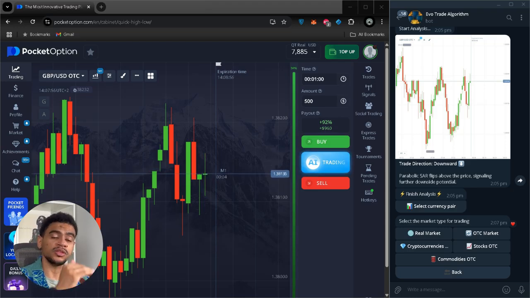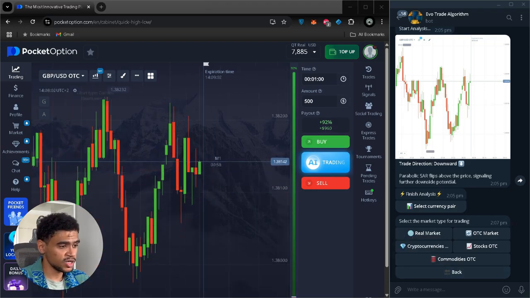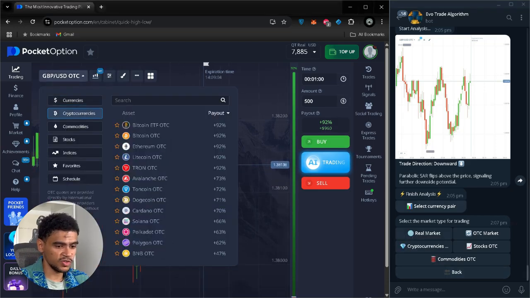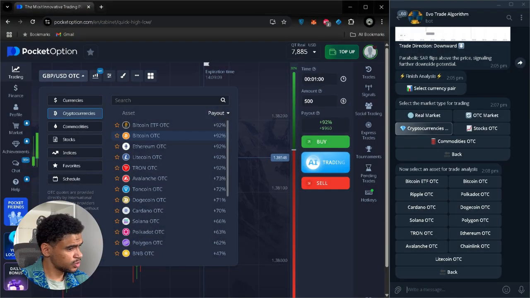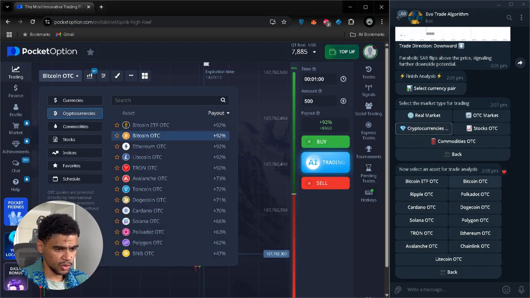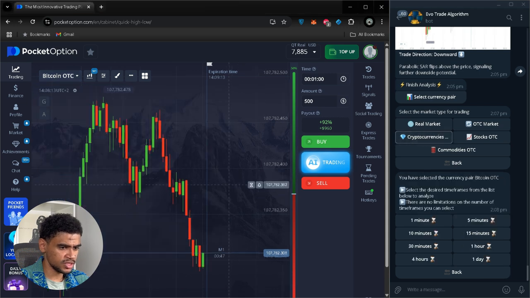Start with the smaller one and then place a bit more if the price drops down. Don't be greedy and you will find success. But now let's go ahead and select crypto and see if we can get something going on the crypto market. All right, so Bitcoin, we're gonna go with Bitcoin. This is the most popular one, so let's hit Bitcoin OTC.